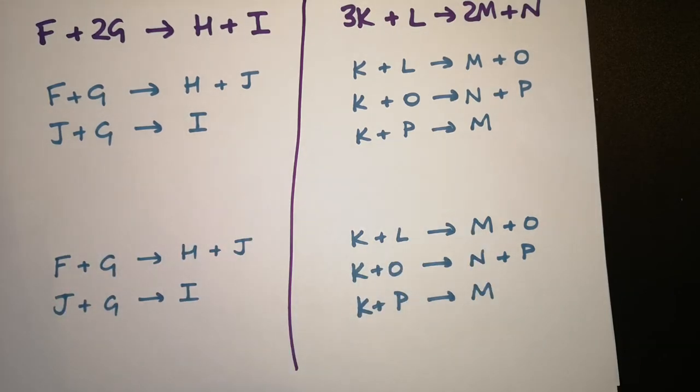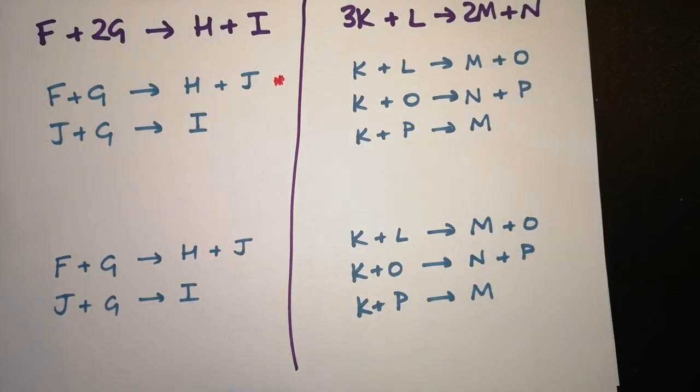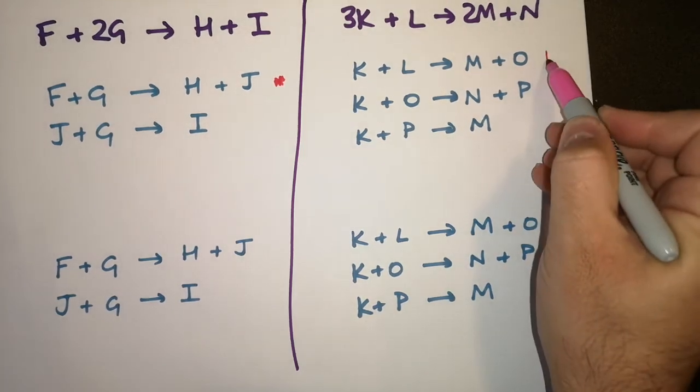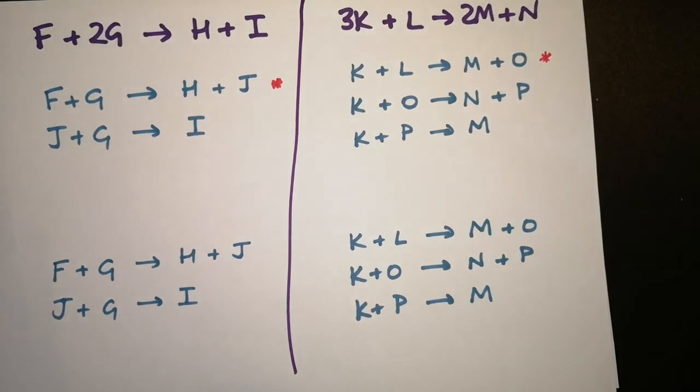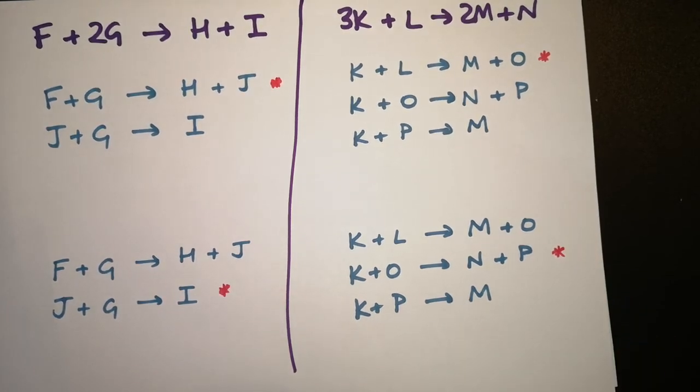So on the top, I'm going to ask you to come up with the rate equation if the first step is the slow step. And similarly here, if the first step is the slow step. And on the bottom half, if the second step is the slow step. So the asterisk means the rate determining step. Okay, so the rate equation for each situation, please. Come back when you're ready.